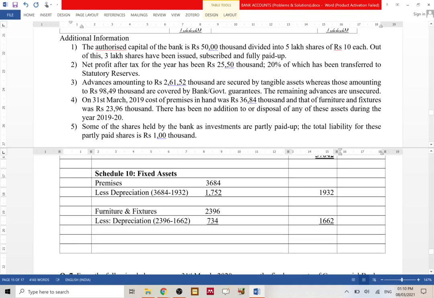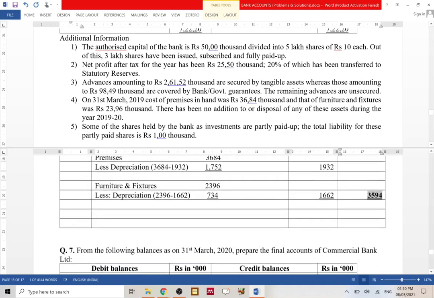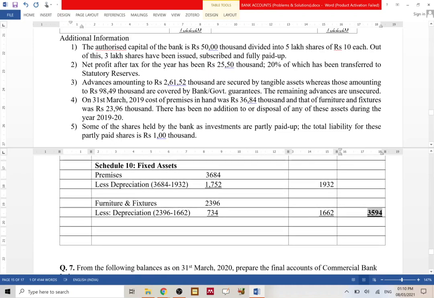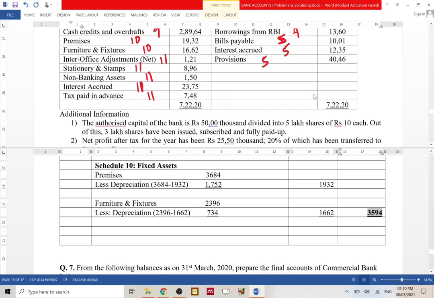Right? So total of the fixed assets after adding up these two, what you get is 3594. Final total of the fixed assets 3594. So we have adjusted, we have shown what the depreciation would be given all this information that we have been provided. Alright.